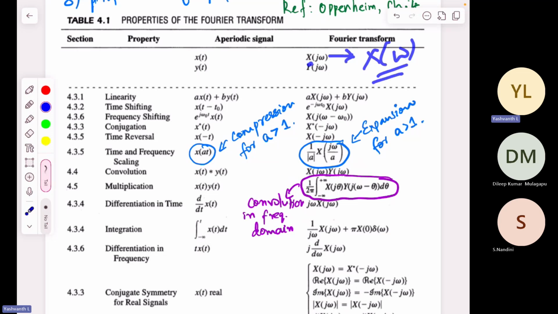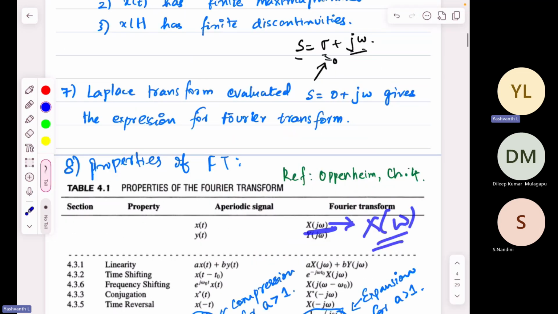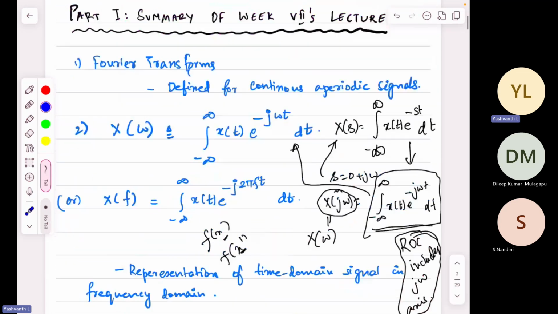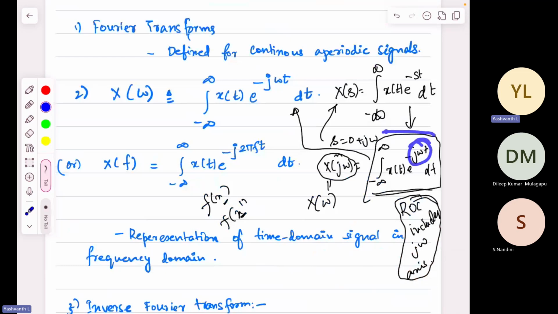Doesn't matter. Where you should be careful is in the value of the integral. Here you should be very careful to include j omega inside the integration. It doesn't matter how you denote the transform, you can write this any way. It's just a notation. But this integral value should be correctly written.